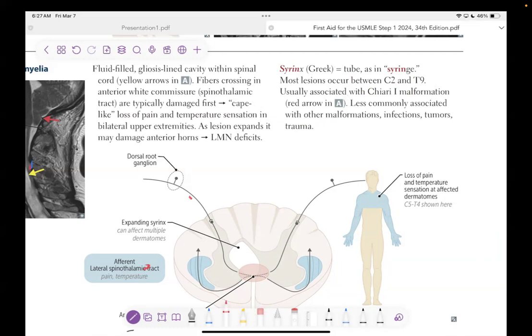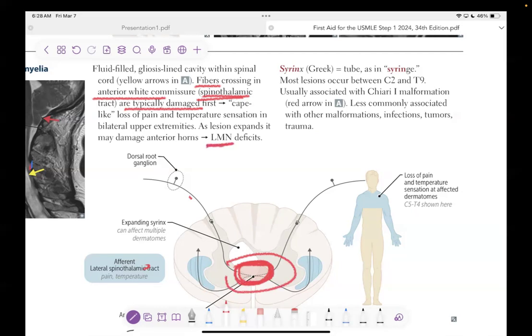So let me see what is left here. We said that it is a fluid-filled cavity, and in the spinal cord, fibers cross in the anterior white commissure. Which fibers are crossing here? Spinothalamic fibers, taking the pain and temperature sensation to the brain. These are damaged first. Why? Because they are crossing here in the center of the spinal cord, and when a cavity is made in the center, of course, it will affect the center first.